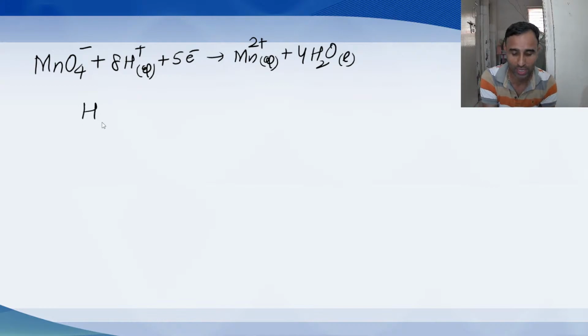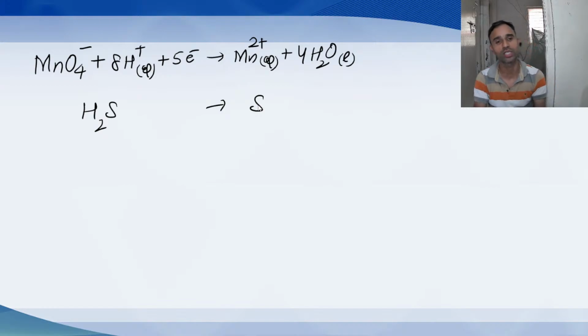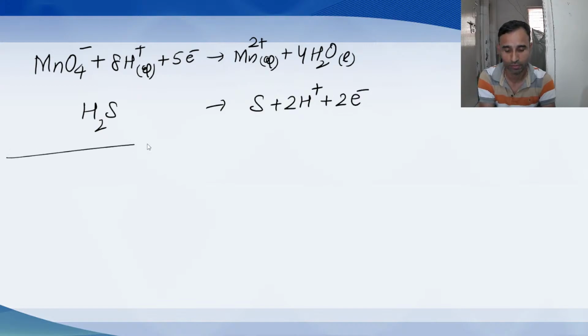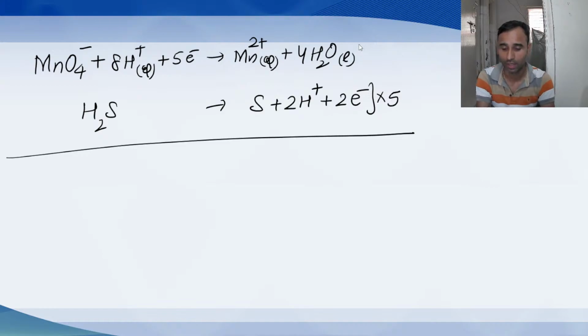Now H2S gives sulfur. H2S is oxidized to sulfur. So add 2H plus ions to balance the hydrogens and 2 electrons. We multiply the first equation by 2 and the second equation by 5 to balance the electrons.